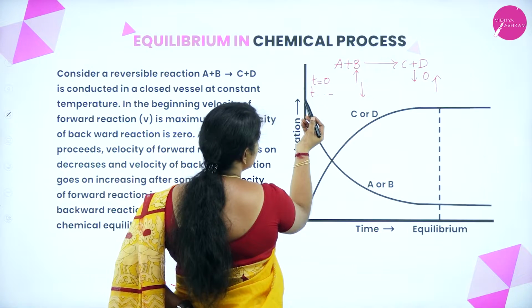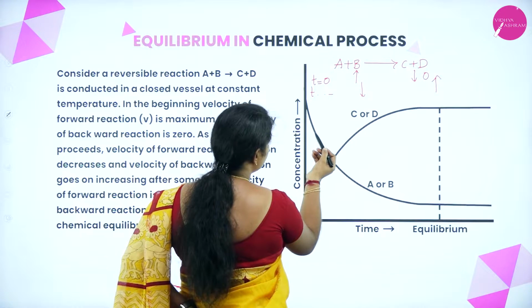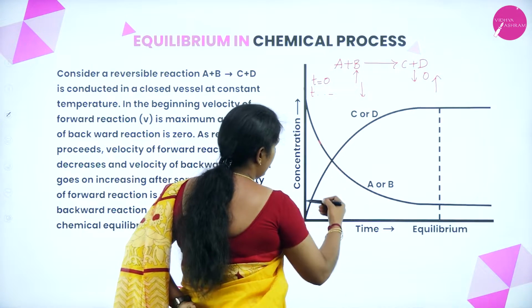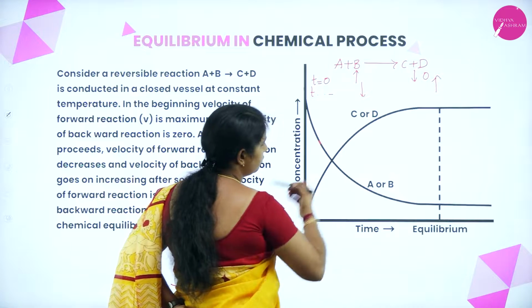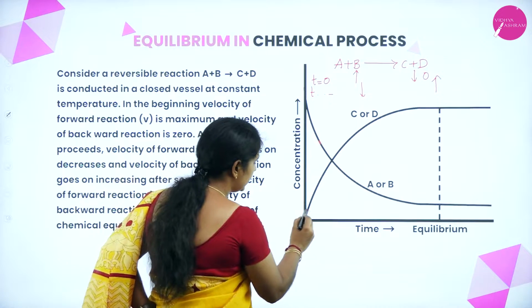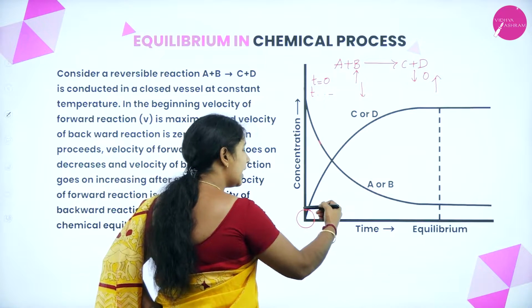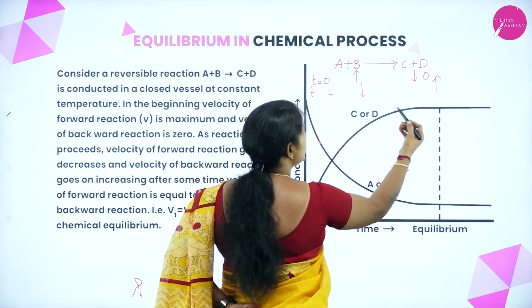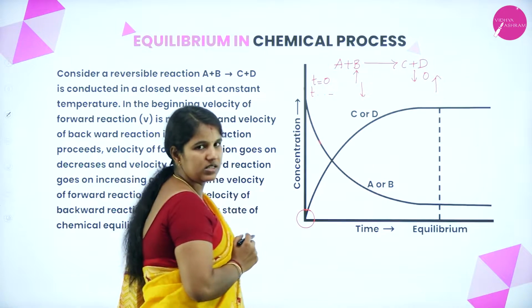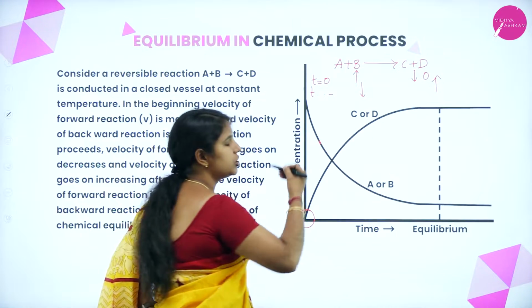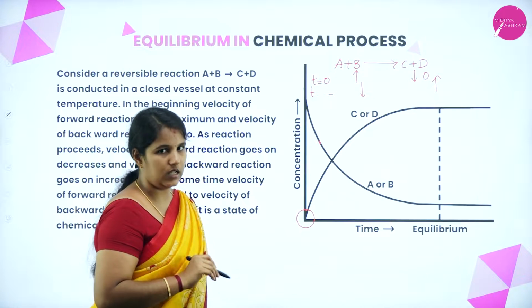At the initial stage, the concentration of the reactant will be very high. Now, we have one more graph for the product. You can see that at time 0, the concentration of the product is 0. As time passes, the concentration of the product increases, but the concentration of the reactant is decreasing.